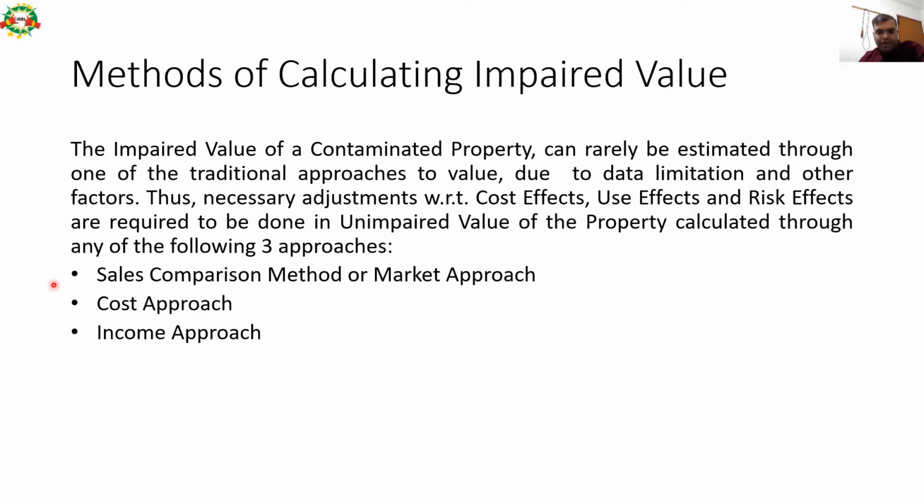So the unimpaired value or market value of a normal property we have already calculated with these 3 approaches. Then we have to make adjustments for these 3 types of effects or costs which are associated with the environmental pollution or contamination of the property. Then we will arrive at the impaired value of the contaminated property. Let us discuss all these three methods step by step with the help of examples.